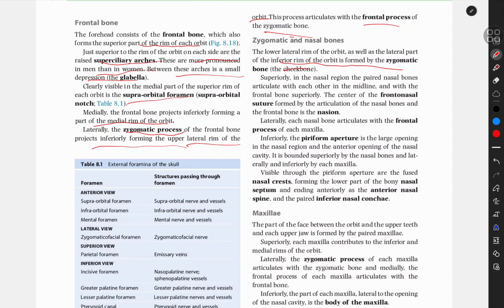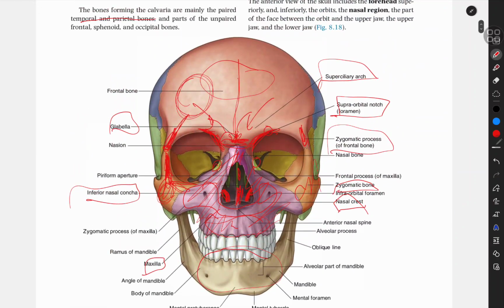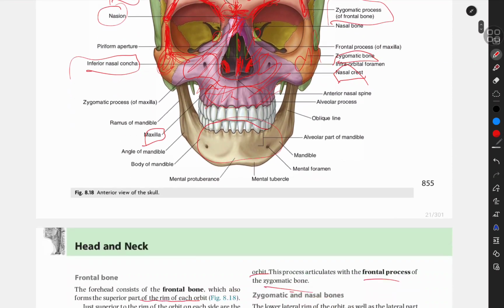Superiorly in the nasal region, the paired nasal bones articulate with each other in the midline and with the frontal bone superiorly. The center of the frontonasal suture, formed by the articulation of the nasal bone and the frontal bone, is called the nasion. Here is the nasion. These are the frontal bones.